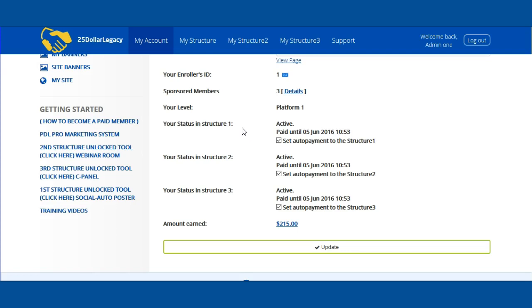Now, if you ordered the debit card with the legacy, you can use that card to pay for your monthly membership if you're earning enough on that card. That way you can pay for your monthly subscription automatically, coming out of that debit card if you choose to.